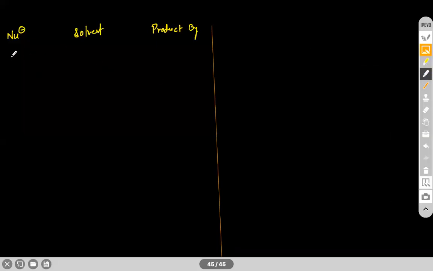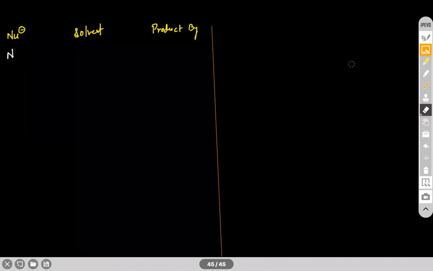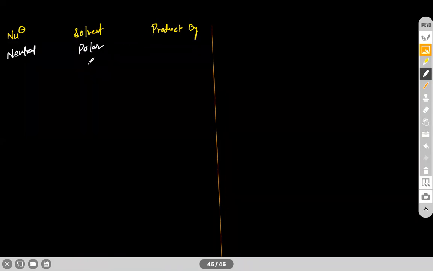So if you have a neutral nucleophile, if the nucleophile is neutral and the solvent is polar protic, we know polar protic solvents favor SN1 reaction. So the mechanism is SN1. We are talking about secondary here. Okay, SN1 mechanism will be there.